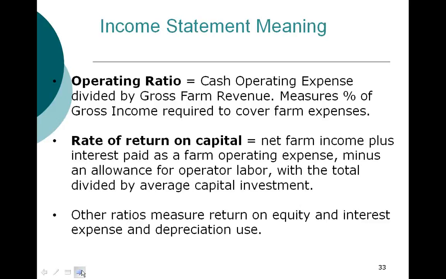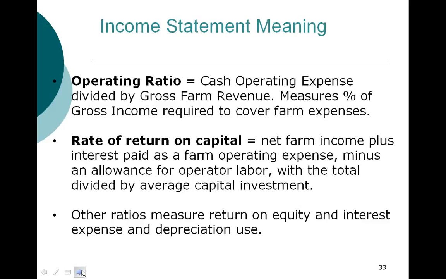Another good one, I've listed it as rate of return on capital. In your Building Sustainable Business text, it refers to this measure as rate of return on assets. What this does is you take your net farm income, add back your interest paid as farm operating expense, because that's basically a return to lended capital from the lender, and then take away an allowance for operator labor, and then divide this by average capital investment.